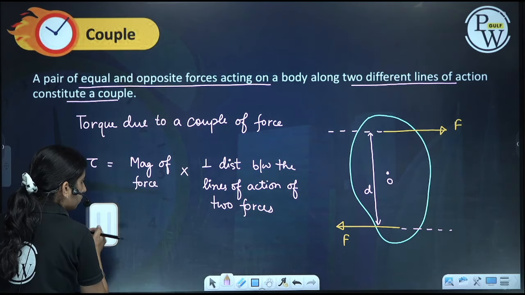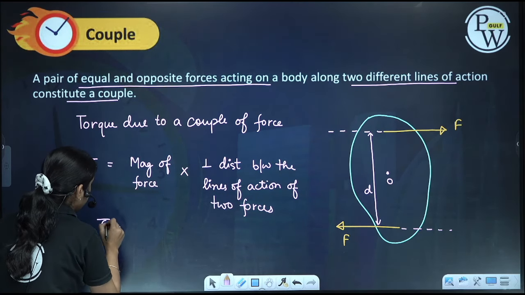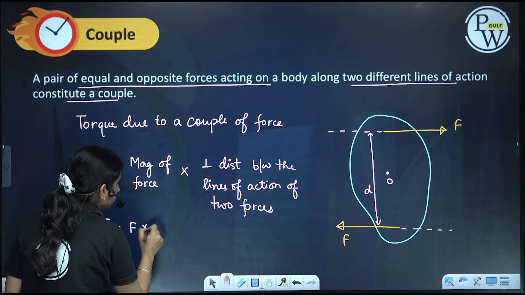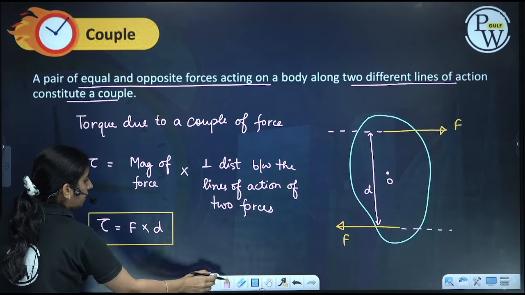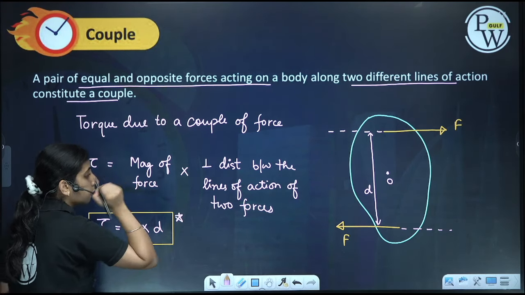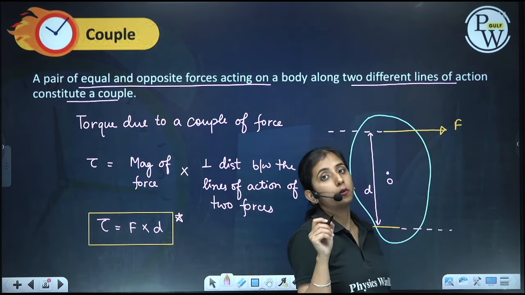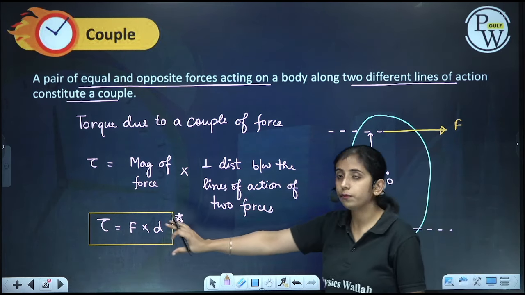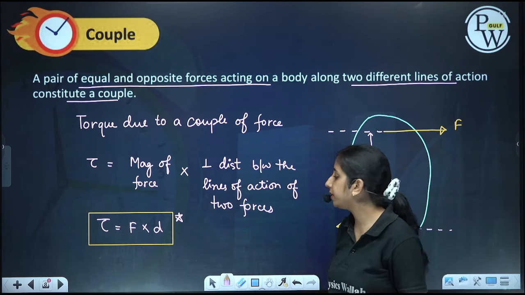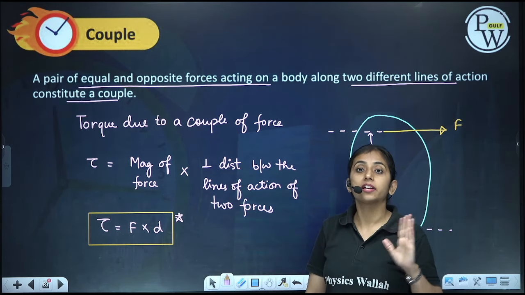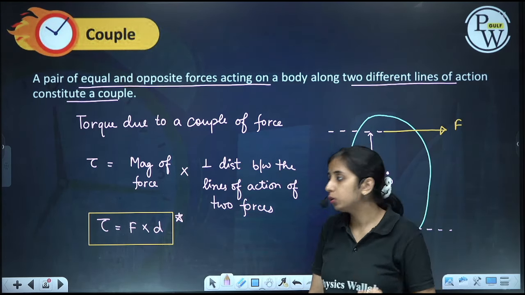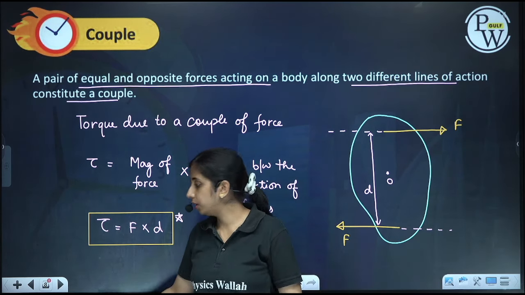So torque due to a couple, tau, is equal to F into d. This is the torque due to a couple of force: the magnitude of any force, because they are equal and opposite and equal in magnitude, multiplied by the perpendicular distance between the lines of action of the two forces. This gives us the torque due to a couple.